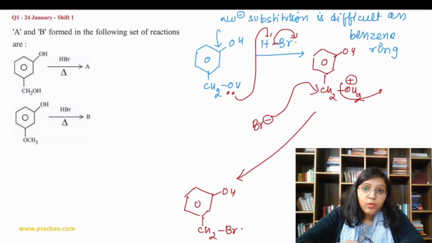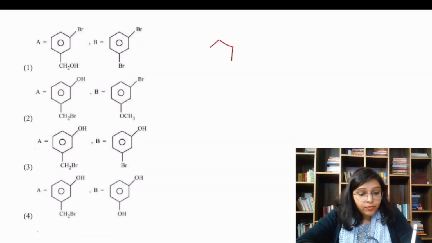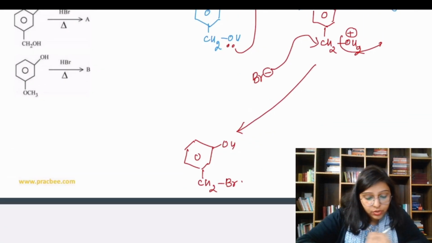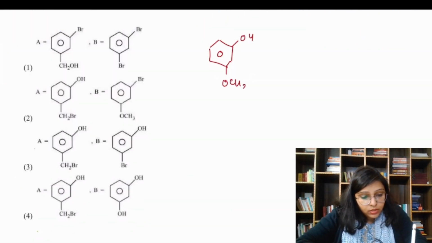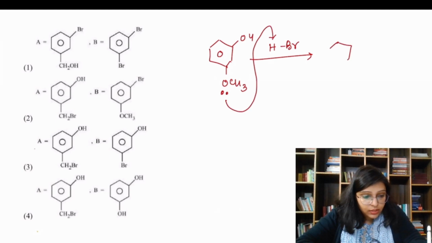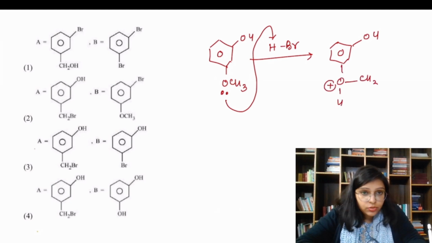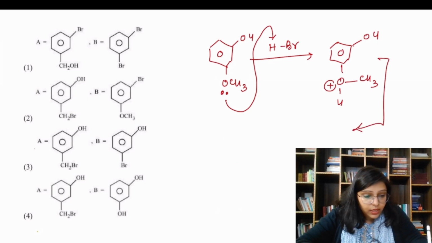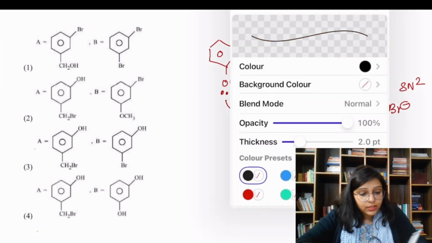Now second, we have OH and OCH3. We have OH, and on the meta position we have OCH3. Now this is HBr. Now we have an ether, so this is a reaction of ether. Oxygen takes H plus. We write OH positive and then CH3. Now this Br minus will do an SN2 attack generally.